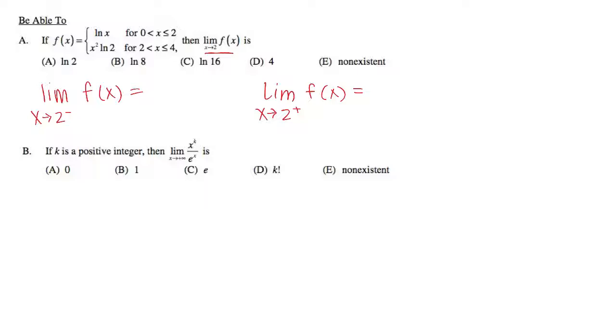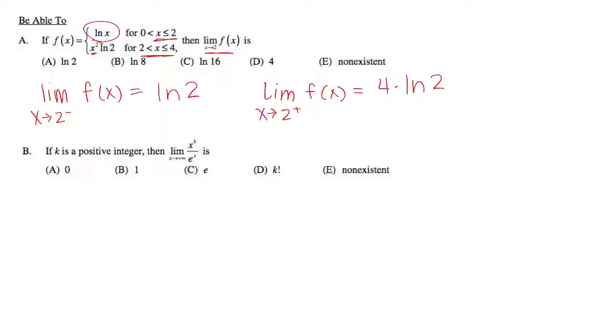Well, from the left, it's going to be less than, so we're going to substitute in here. So that's going to be the natural log of 2. Over from the right side, which is going to be this second portion, that's going to be 2 squared, which is 4, times natural log of 2.